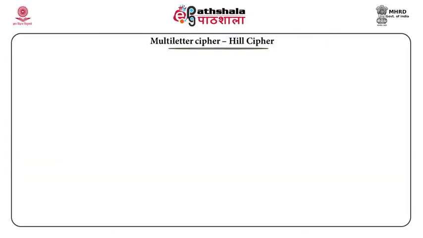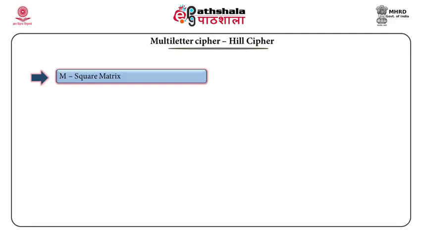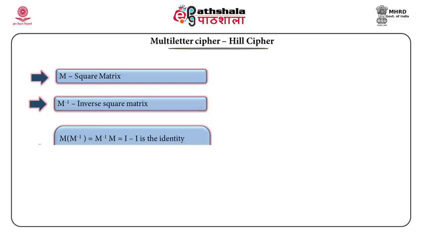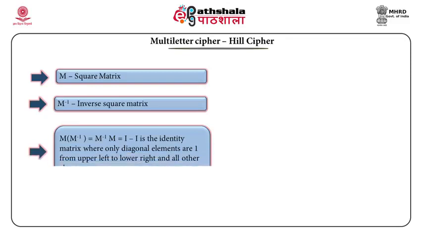Now I will start with the multi-letter cipher, that is Hill cipher. We will be using M, that is a square matrix. We will be denoting the inverse of this square matrix as M inverse. If we multiply a matrix with its inverse matrix, we are going to get the identity matrix. Identity matrix is nothing but where all diagonal elements are 1 and the rest of the elements are 0.